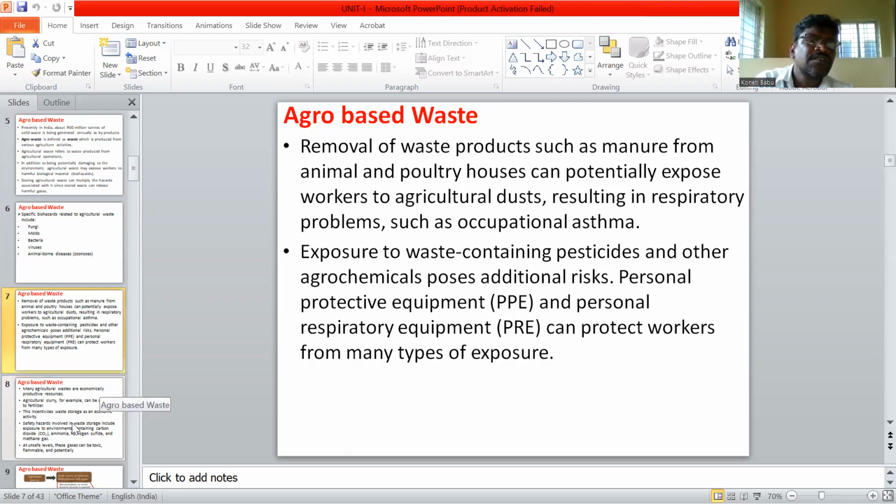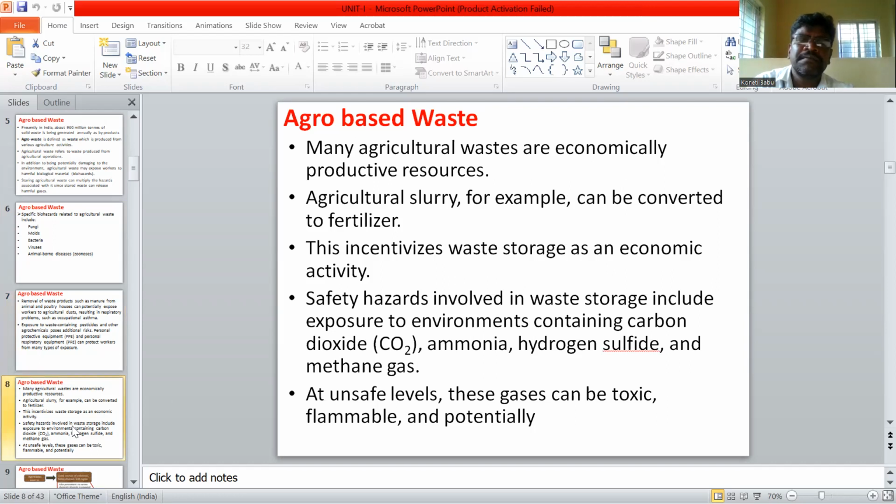Next, we are going to discuss agro-based agriculture waste. Many agriculture wastes are economically productive resources that can be converted to economical products.